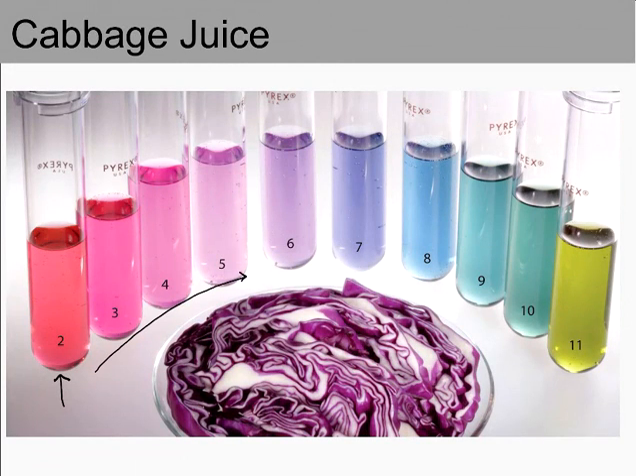And then once we start getting into neutral territory, the cabbage juice will turn sort of a bluish color, kind of a blue-purple, I guess. And then once you start getting into more basic solutions, the cabbage juice will turn the solution a sort of bluish green or yellow color. So on the left we have acidic solutions, on the right we have basic solutions. So that's kind of cool that cabbage juice can do that.